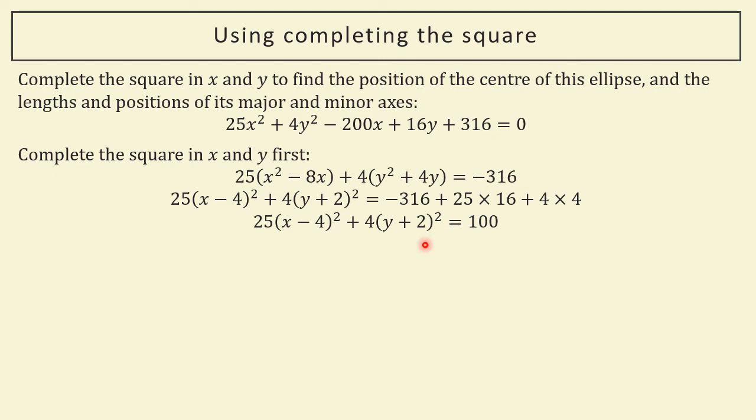So if I keep looking at how that simplifies, then I've got minus 316 plus 25 times 16 plus 4 times 4, which nicely comes out to be 100.